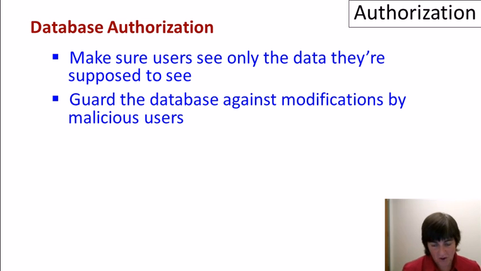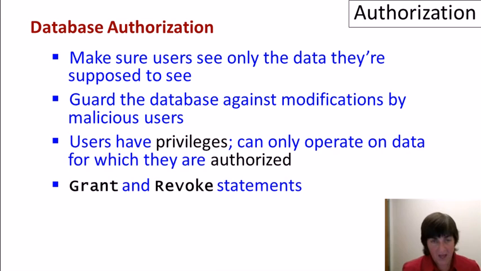It makes sure that users only see the data that they're authorized to see. It guards the database against being modified by malicious users. There's a privilege system similar to file system privileges but specific to database constructs, and users can only operate on the data for which they're authorized via their privileges. There's a grant statement and a revoke statement in the SQL standard for granting privileges and revoking privileges. And again, when a relation is created, the owner of the relation starts with all privileges. So that's where the granting would begin.